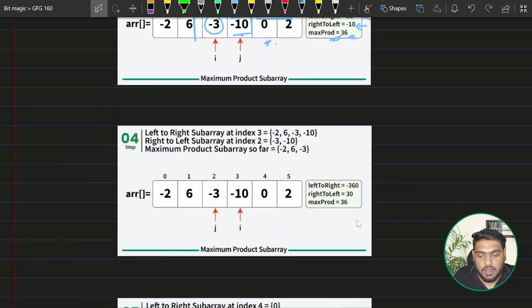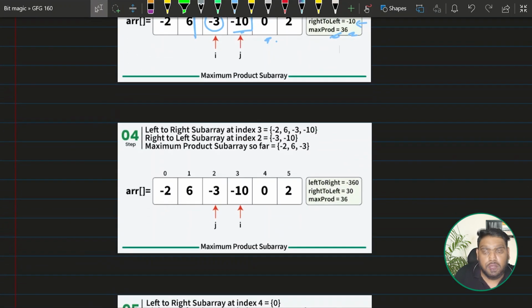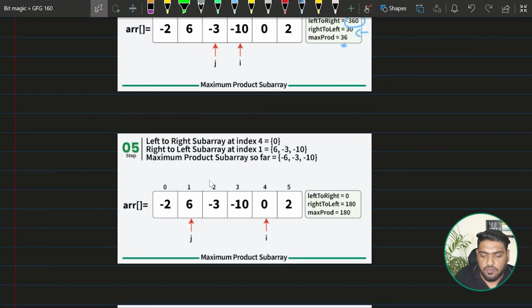Now going on ahead, my j would come here. Right to left was negative 10. Now it has become positive 30 because it is multiplied here. You can see my i was having a positive 36 here so far, but in this direction, once I moved and included negative 10 here, it became negative 30, right? So 36 is still the biggest value that we have got so far. Now again, moving one more step.